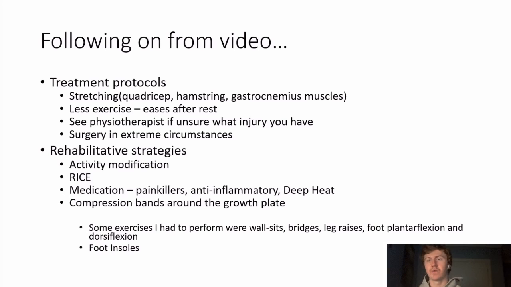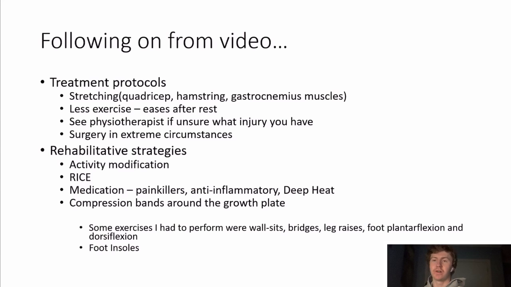RICE, so rest, ice, compression, elevation. Medications such as painkillers and anti-inflammatory and deep heat. I'm sure a lot of you would use deep heat. I use it, it's pretty good. Compression bands around the growth plate.